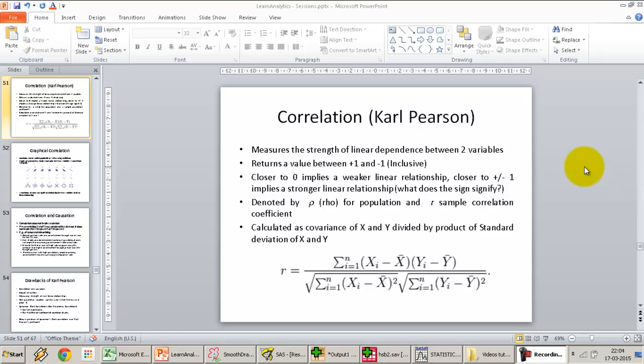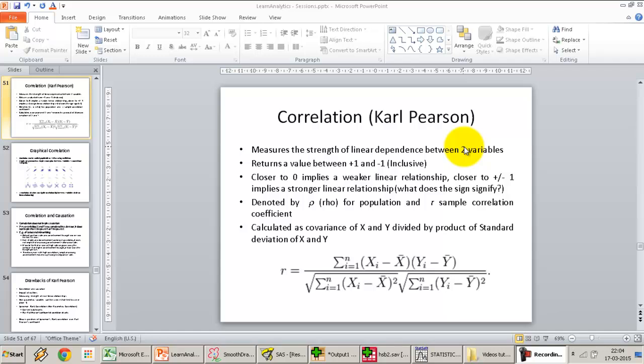Welcome back. In this lecture, we're going to talk about the correlation coefficient, more specifically the Karl Pearson's coefficient of correlation. So, a little background on correlation before we get into the formula, etc. The Karl Pearson's coefficient of correlation measures the strength of linear dependence between two variables.